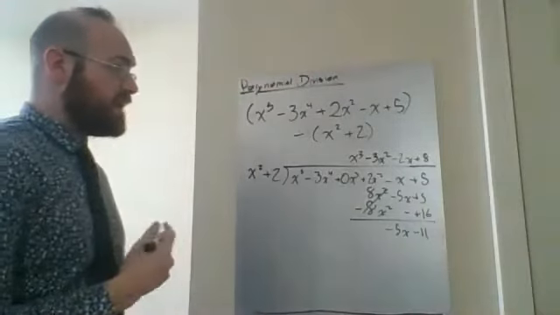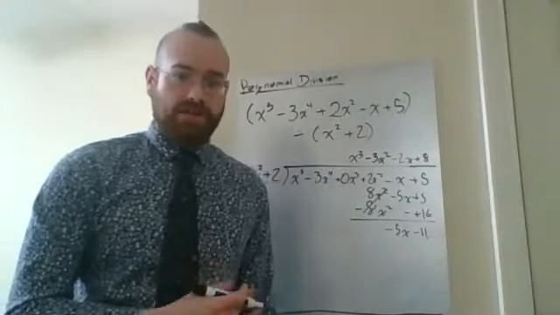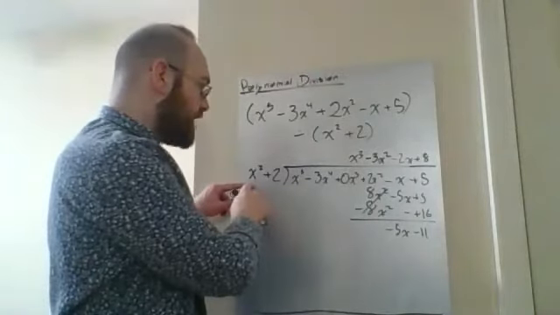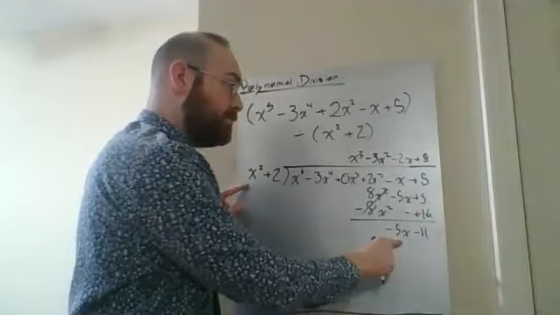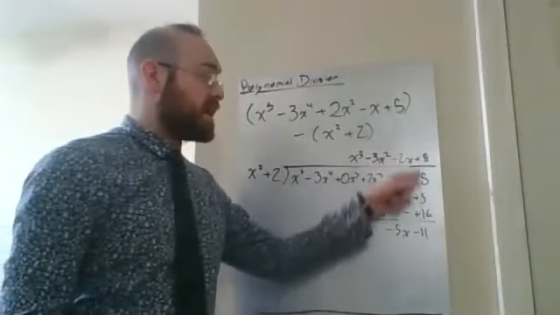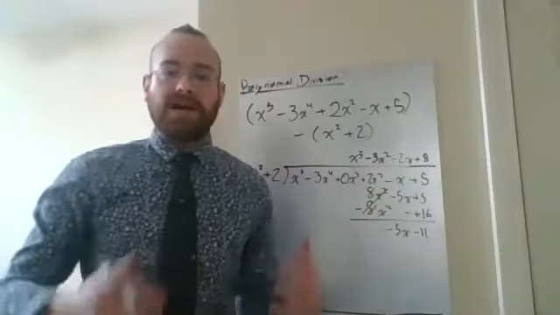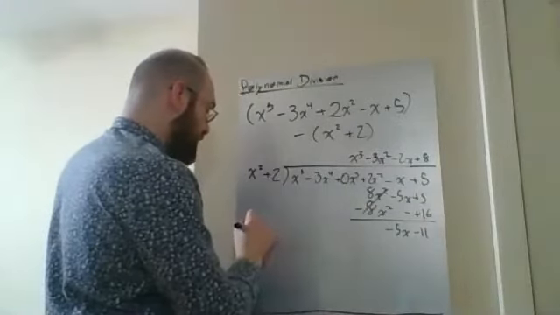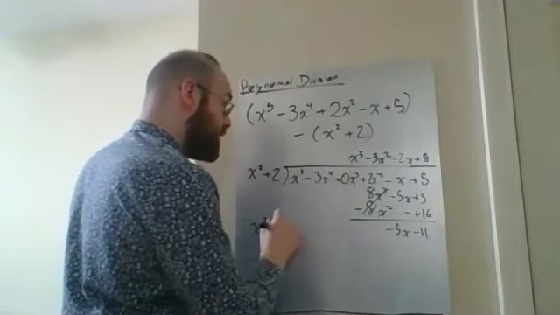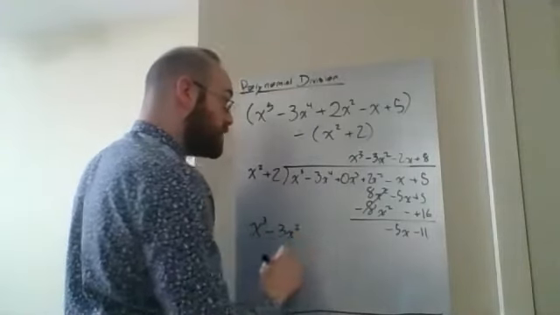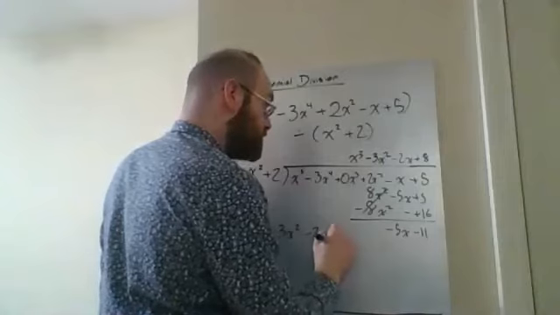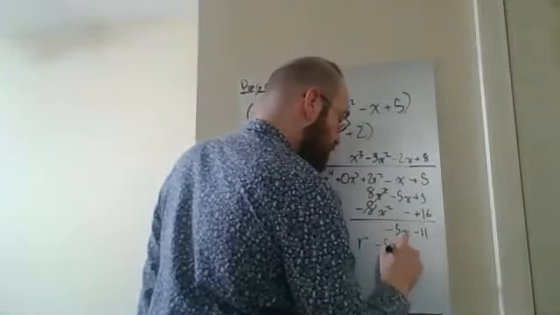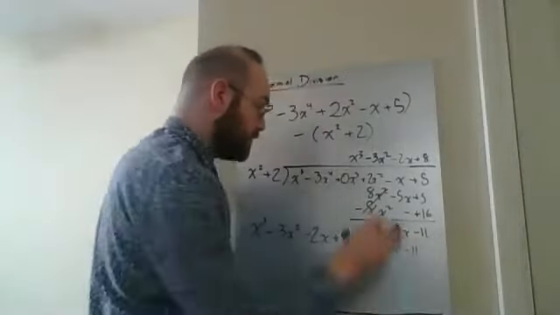And so now we have a few different ways of writing our answer. And I say writing our answer because there's nothing I can multiply x squared by to get x. So once we get to this constant column, everything else must be a remainder. So our quotient is x cubed minus 3x squared minus 2x plus 8 with a remainder of negative 5x minus 11.